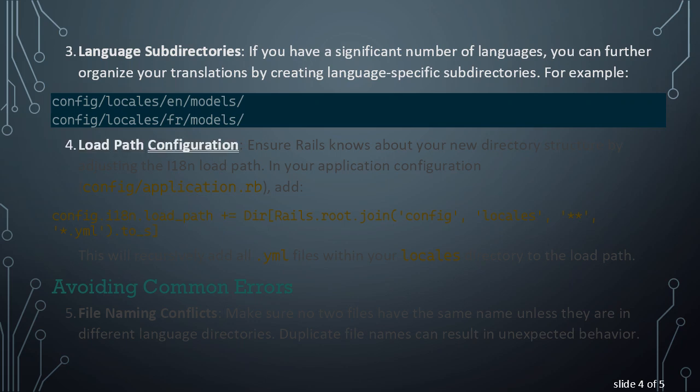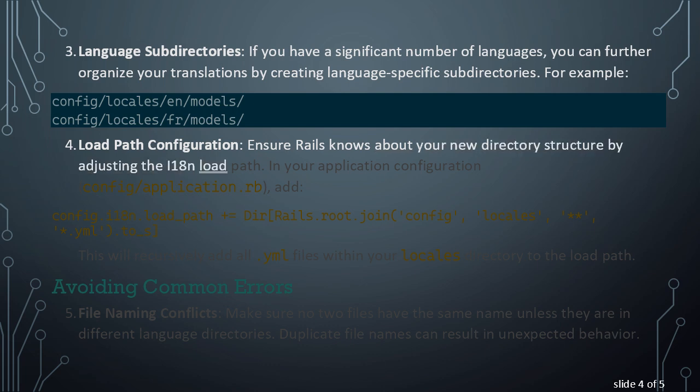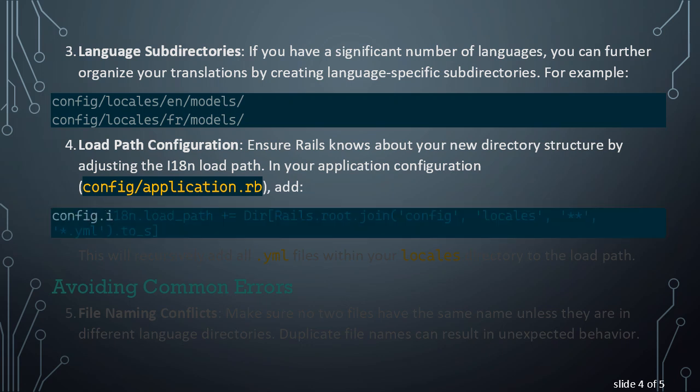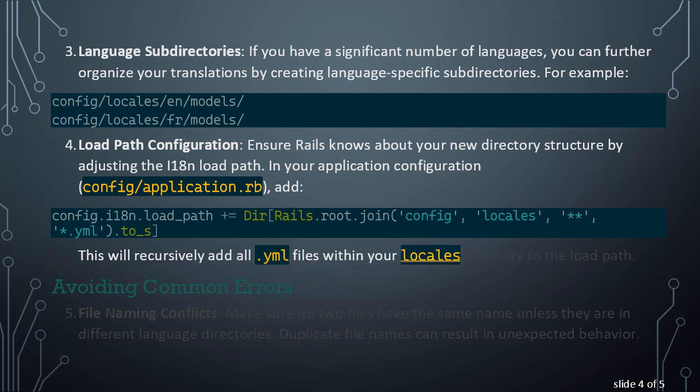Load path configuration. Ensure Rails knows about your new directory structure by adjusting the I18N load path. In your application configuration, config/application.rb, add this. This will recursively add all .yml files within your locales directory to the load path.